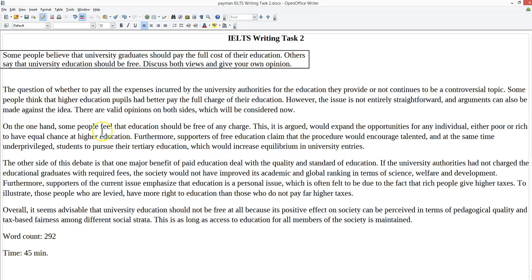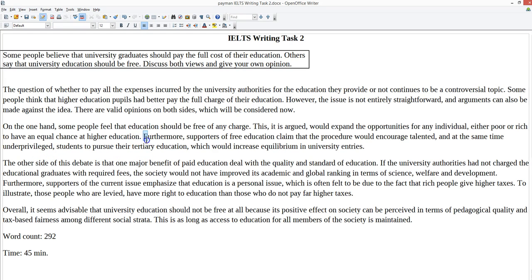Okay, on the one hand, some people feel that education should be free of any charge. Okay, this, it is argued, would expand the opportunities for any individual, either poor or rich, to have an equal chance at higher education. So if education's free, more people can go. Furthermore, supporters of free education claim that the procedure would encourage talented and at the same time underprivileged students.